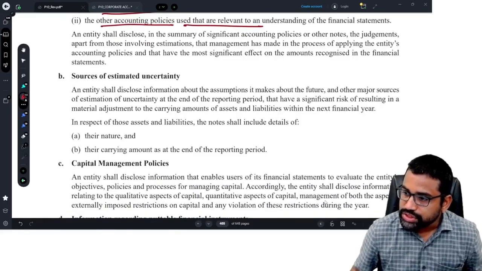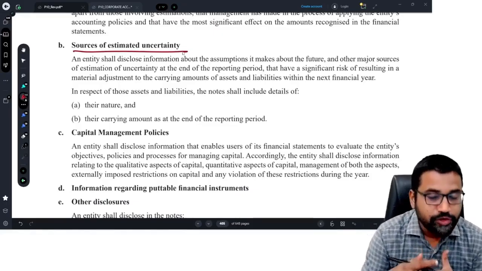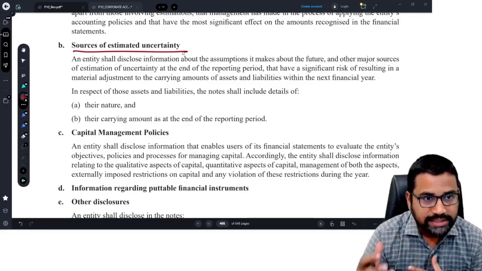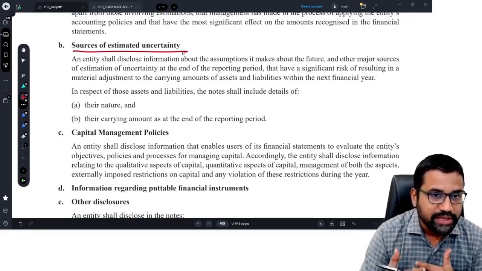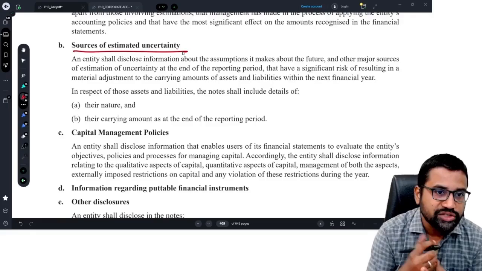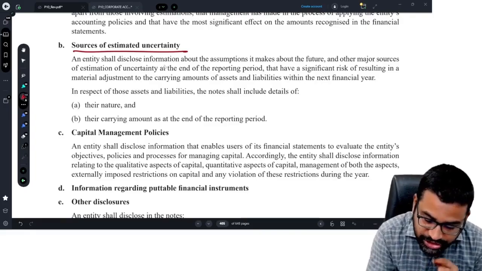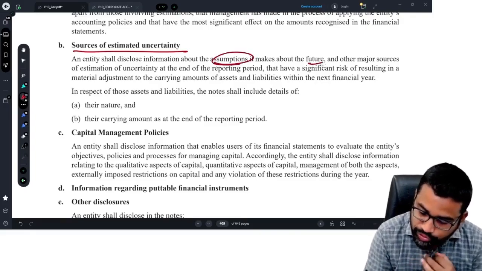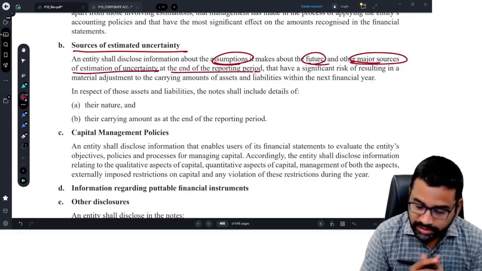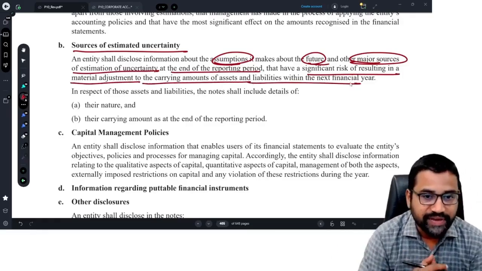And also next, sources of estimation uncertainty. Suppose you are making any estimations relating to any assets or any liabilities. Sometimes we make some estimations, right? Accounting estimates. Based on what information you are making these estimations, the entity shall disclose. The entity shall disclose the assumptions it makes about the future and other major sources of estimation uncertainty at the end of the reporting period that have a significant risk of resulting in a material adjustment to the carrying amount of assets and liabilities within the next financial year.